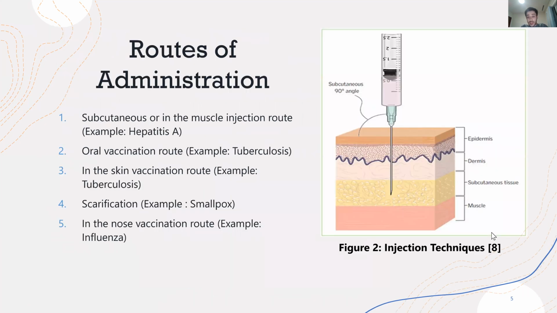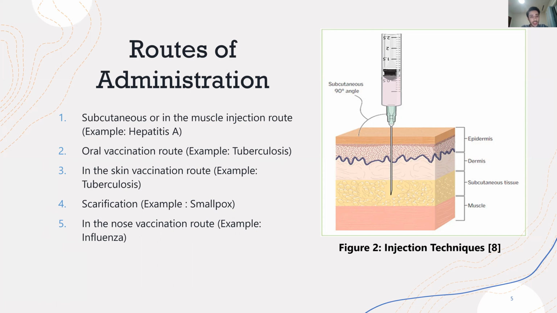So there are many different routes of administration for vaccines. The first is under the skin, the subcutaneous method, or in the muscle injection. As you can see in figure 2, the muscle is the last layer, and the subcutaneous tissue is right under the dermis. An example of this would be hepatitis A. Another route would be oral vaccination through the mouth, and an example of this would be the tuberculosis vaccine.